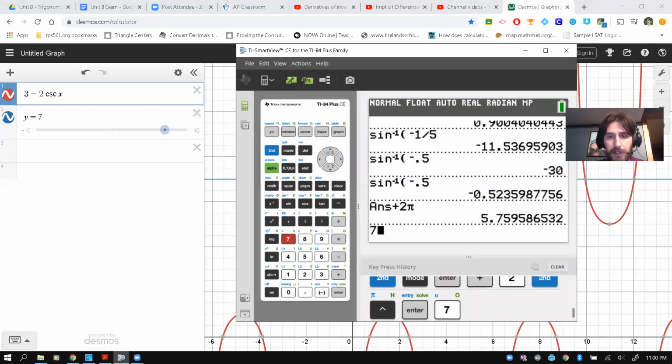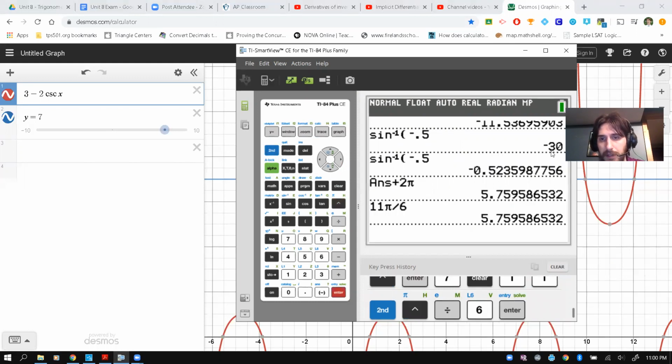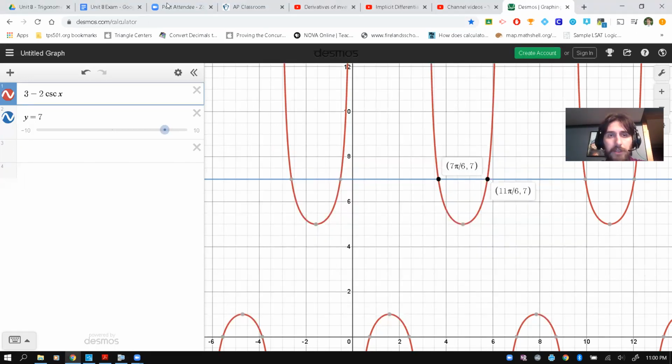So like, for example, 11 pi divided by 6 is 5.7595865532. So those are the same answer. So whenever you're doing those, you can check and make sure that you got the right answer.